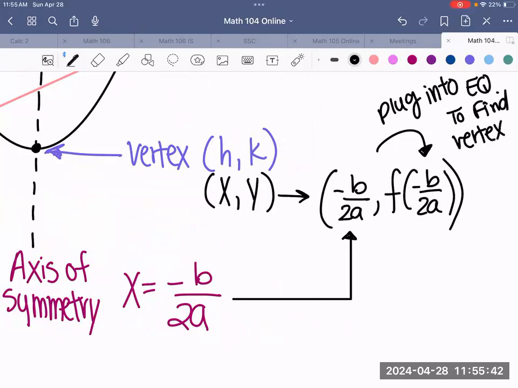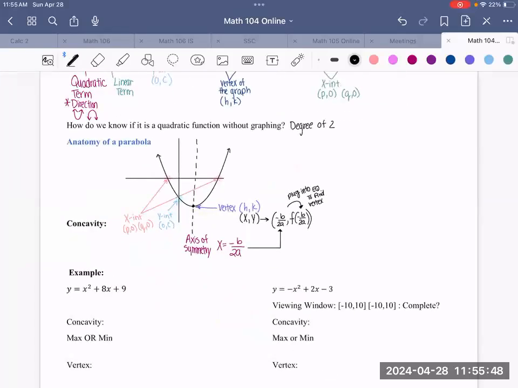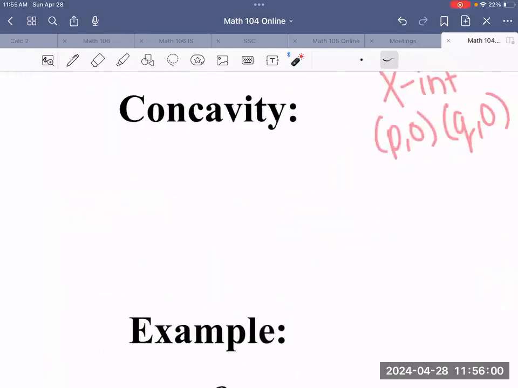Your vertex being either your highest or your lowest part of your graph. Now, last thing we're going to talk about is the concavity. We mentioned it a little bit earlier about a determining the direction. So now we want to know, how do we know if it's going to be the upward one or the downward one?